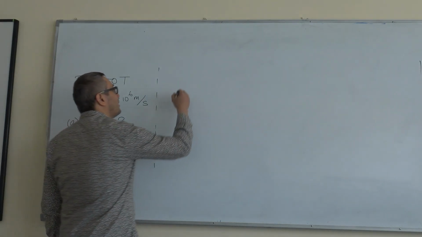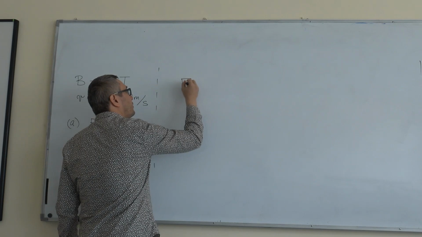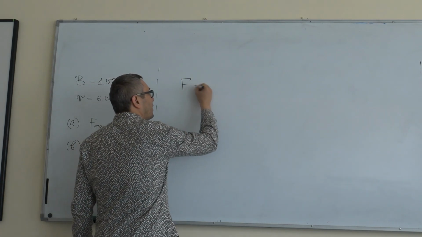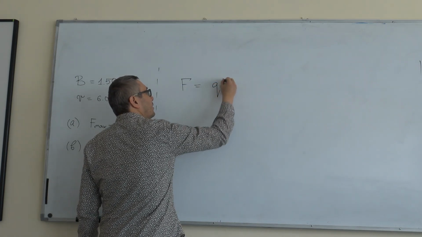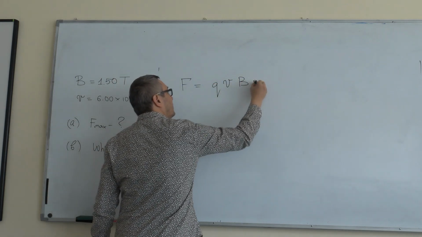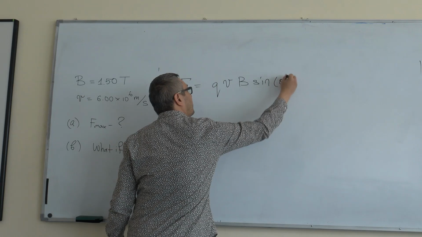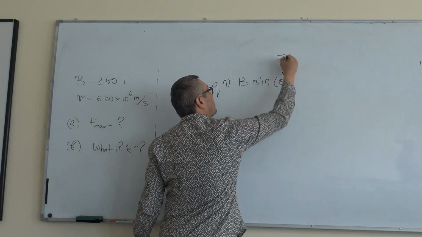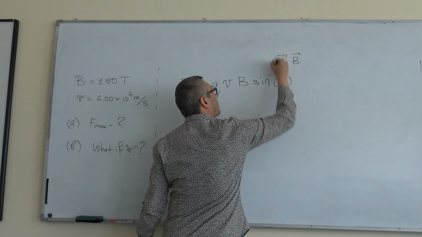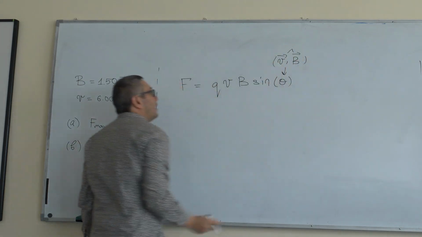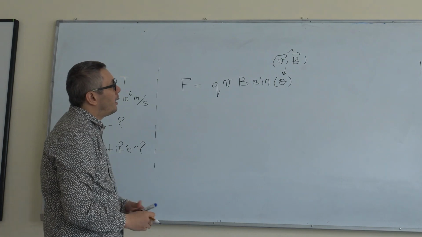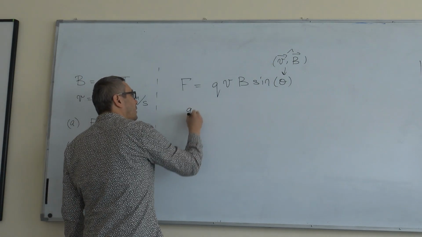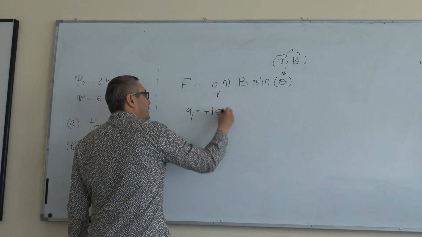Well, we know that the expression for the magnetic force acting on a charged particle moving in a magnetic field is QVB sine theta, where theta is the angle between velocity and magnetic field vectors. The charge of a proton is positive e.